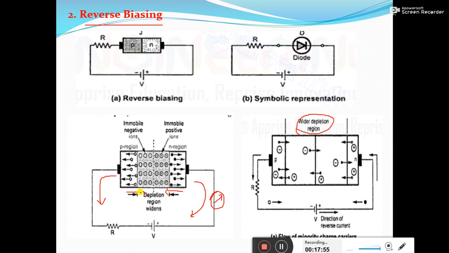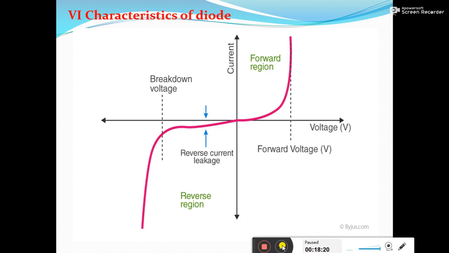So very few minority charge carriers will cross the junction and they form a current which is approximately of the order of microampere. A very small amount of current is noted down, and that current is known as reverse saturation current. This is the operation of reverse biasing.